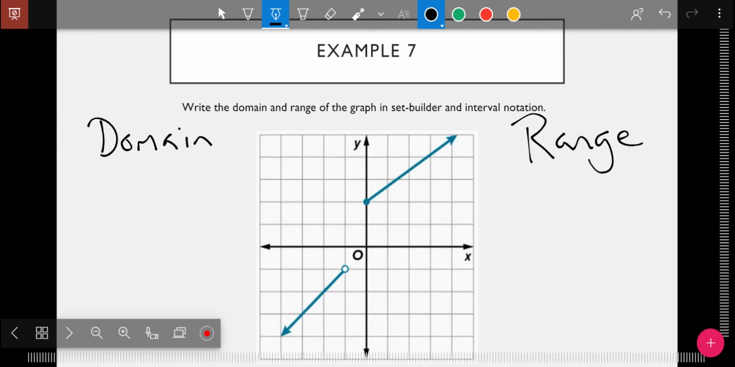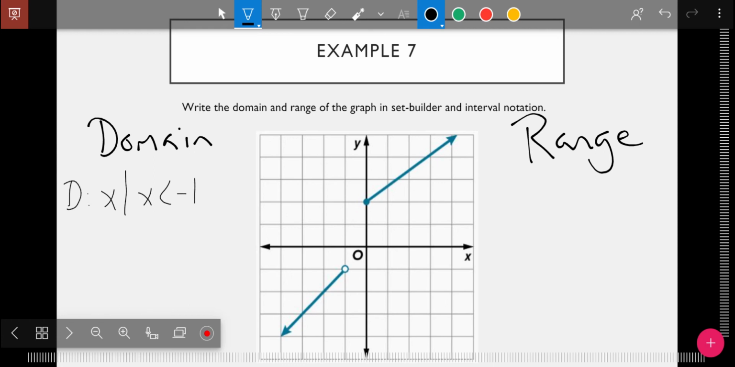All right. And what is the domain? Well, it goes left forever, and it goes right forever. But there's this missing area right here. And so it goes left forever, but starting here at x, that's x is -1. So how do we write that? So the domain is x such that x is less than -1.